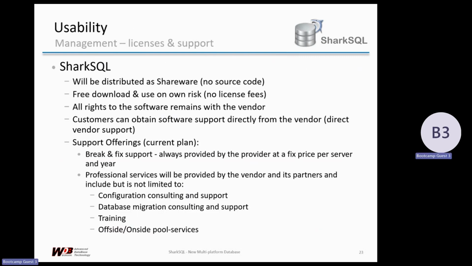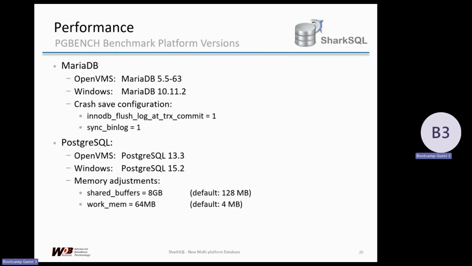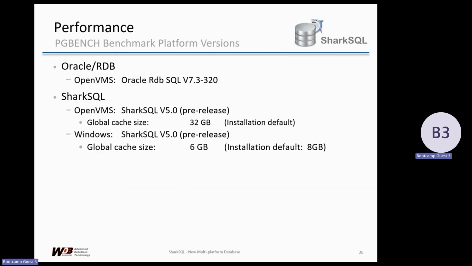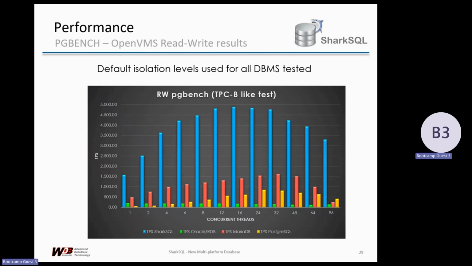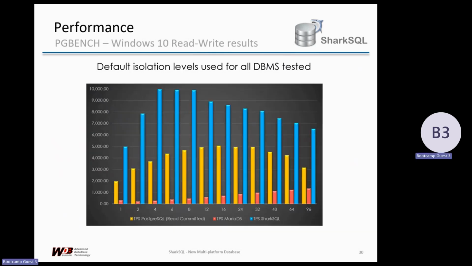So sorry, wrong one. So I will go through this. This is out-of-the-box performance, not really out of the box. In Postgres and MariaDB, I had to adjust some memory settings. And this is the result. Blue is SharkSQL, red is MariaDB, green is Oracle Rdb, and this has never been released, Postgres on OpenVMS, out of the box.